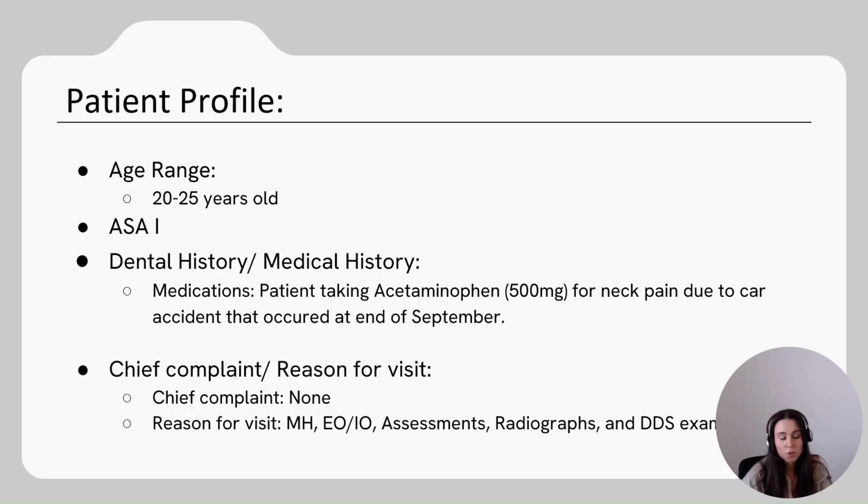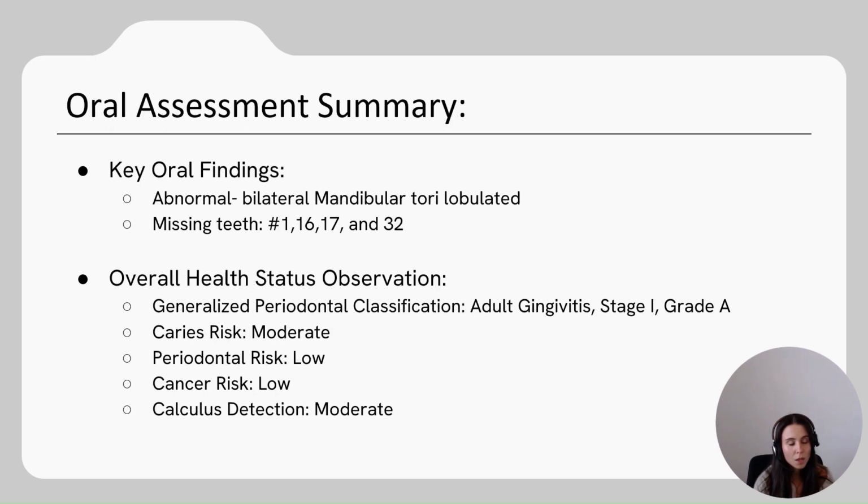However, the reason for their visit was that they needed a medical history review, an EO-IO exam, assessments, radiographs, and a dental exam. For the patient's oral assessment summary, the key oral findings were an abnormal bilateral mandibular tori that was lobulated, and they had missing teeth numbers 1, 16, 17, and 32.